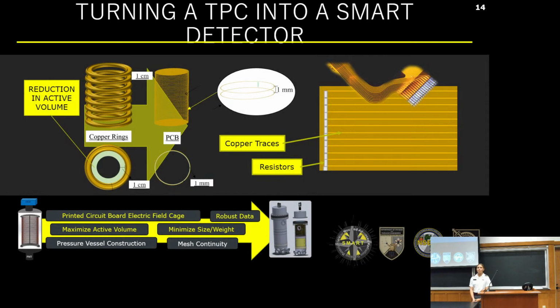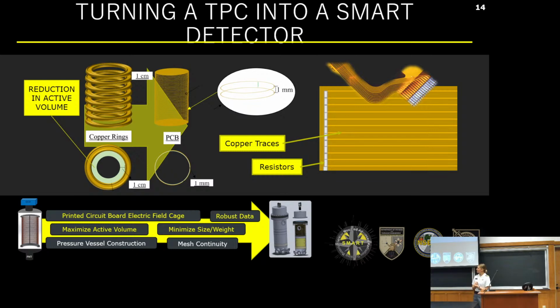So the first step we took in optimizing the time projection chamber in order to make the SMART detector was changing the old copper ring design. The copper rings in the time projection chamber were a centimeter in spacing, thus creating a centimeter of dead space within the detector volume. So instead we used a printed circuit board which has copper traces now instead of copper rings, and these copper traces are a millimeter in spacing, thus giving us a millimeter of dead space within the detector, which is less than the centimeter we had previously. So now we have more active volume within the detector, and the entire volume of the detector has gotten smaller, which allows it to be more portable.